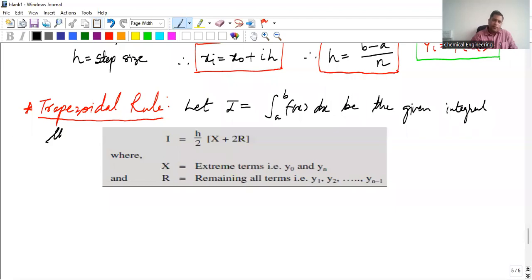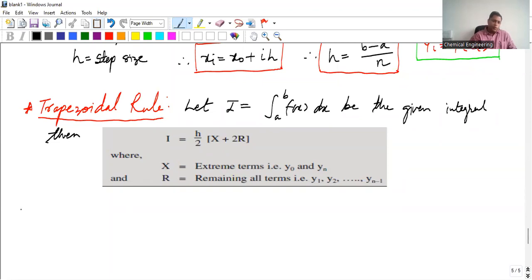Then we have I is equal to h by 2 in bracket X plus 2R. So what is X? X is the extreme terms, so that are going to be y0 and yn. And R means remaining all terms, so y1, y2, y3 up to yn minus 1. These are the remaining terms.